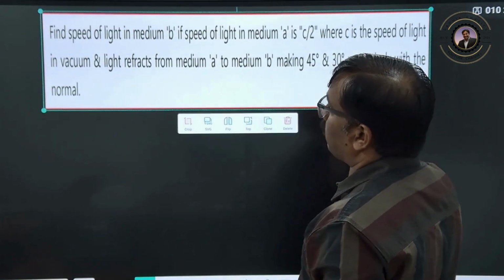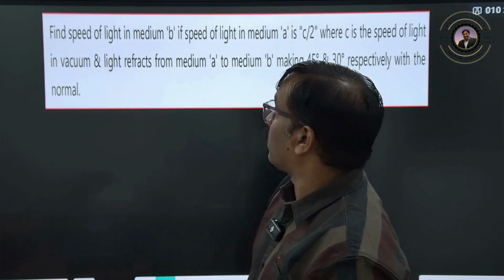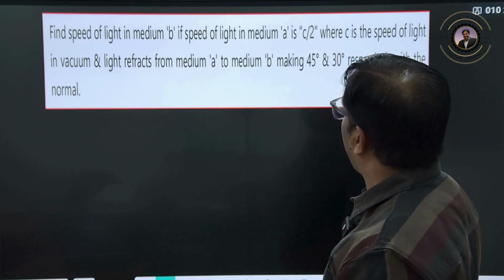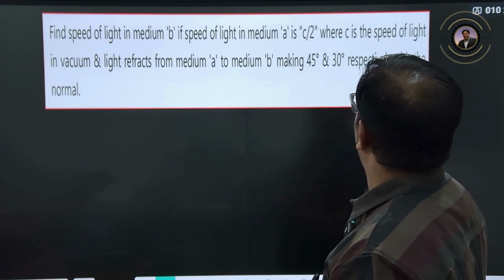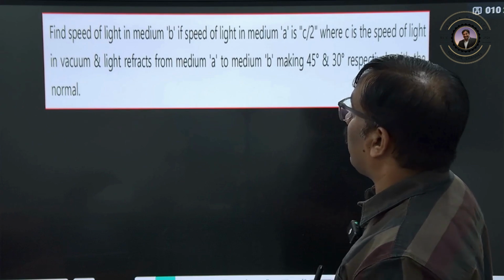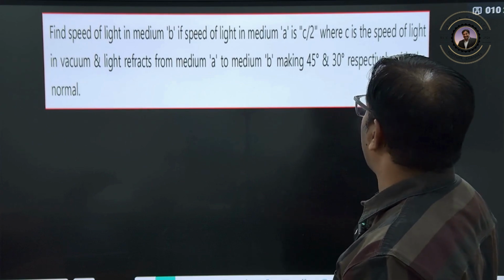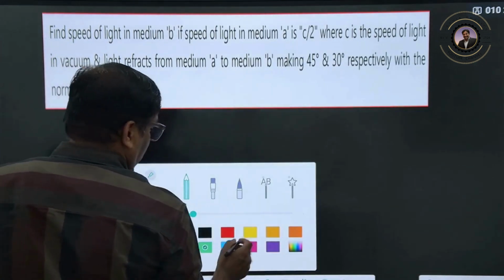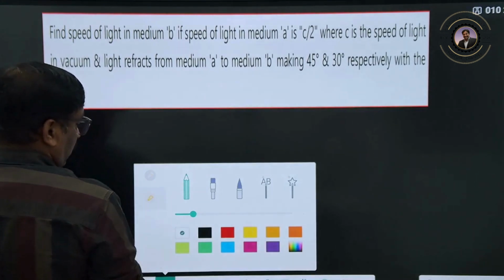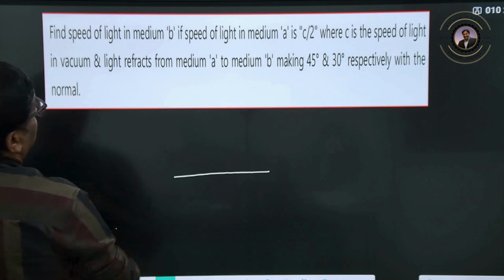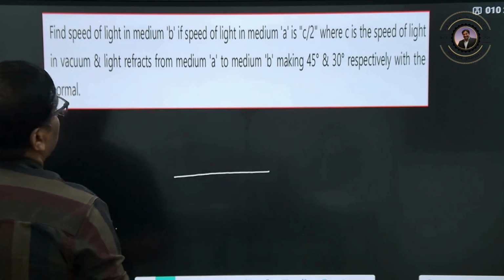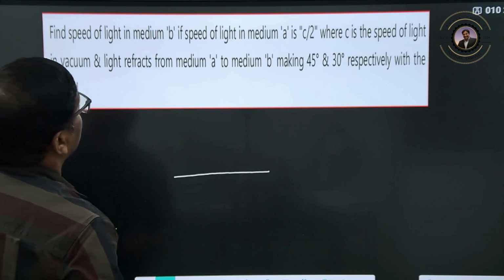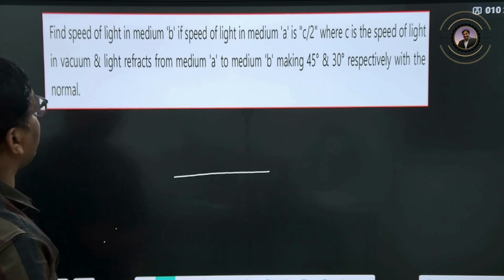Okay, this is one more question. Is it visible? Find the speed of light in medium B, if the speed of light in medium A is c by 2, where c is the speed of light in vacuum. Light refracts from medium A to medium B, making angles of 45 degrees and 30 degrees respectively to the normal. So first let us analyze this.